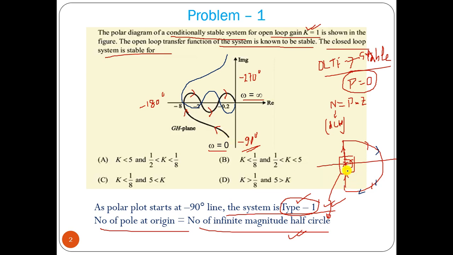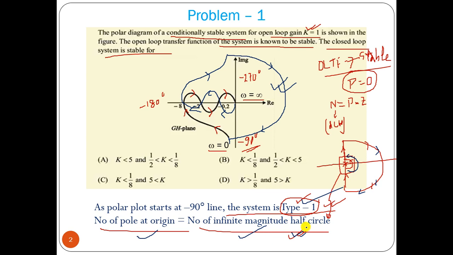Now what happens? This is going from minus 90 to plus 90, so here it will be going from plus 90 to minus 90. How many half circles? Only one. So from here we will have one half circle in the clockwise direction from plus 90 to minus 90, right? So that will be the complete Nyquist plot. This one half circle should be there. We get that because of the type 1 system: number of poles at origin equals number of infinite magnitude half circles.